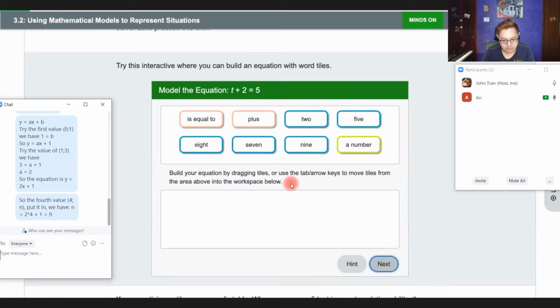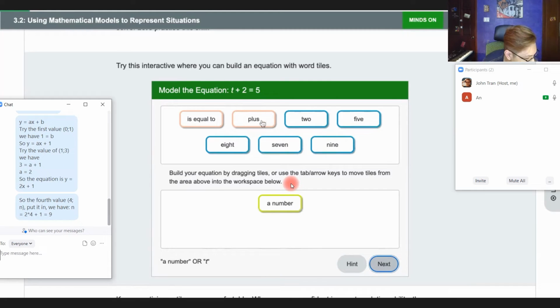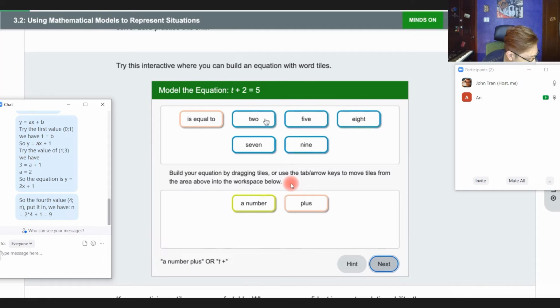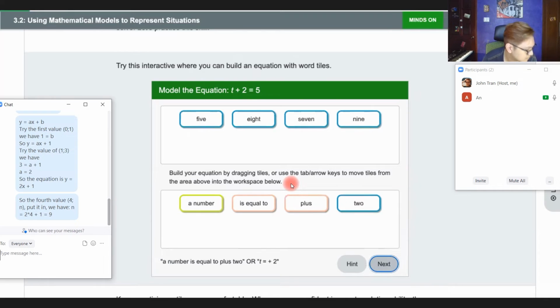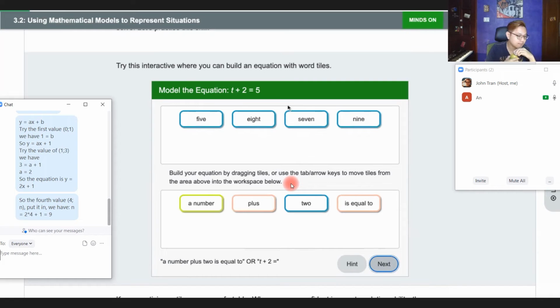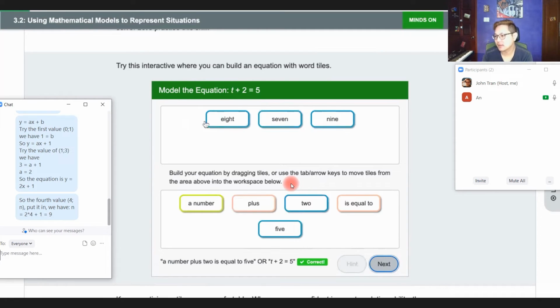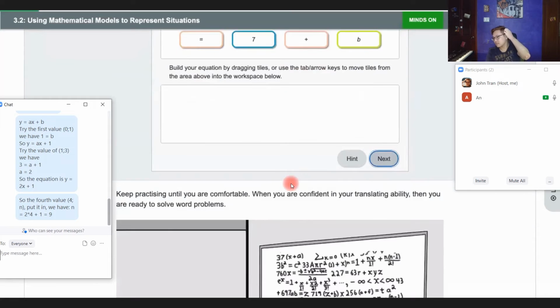Model the equation t plus 2 equals 5. So I would say a number plus 2 is equal to 5. And it just keeps going on, so yeah.